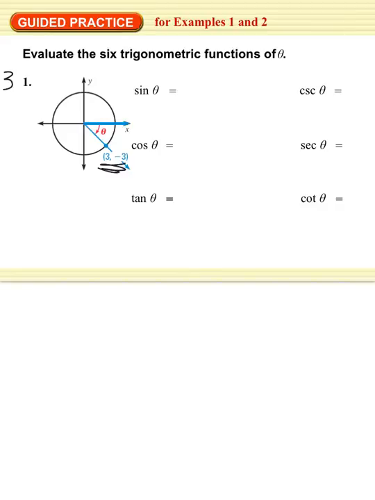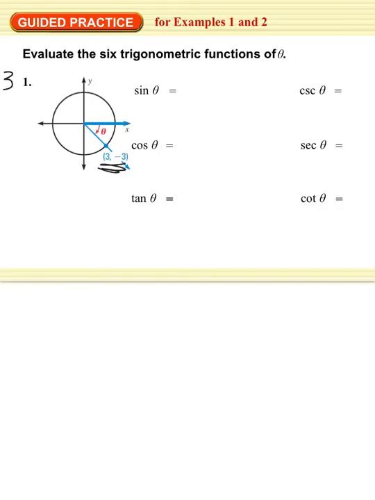So 3 squared plus negative 3 squared equals r squared. 9 plus 9 is 18. Square root of both sides. r equals the square root of 18. Let's simplify that. 9 times 2, 9 is a perfect square, so I can take a 3 out. So radius equals 3 root 2.